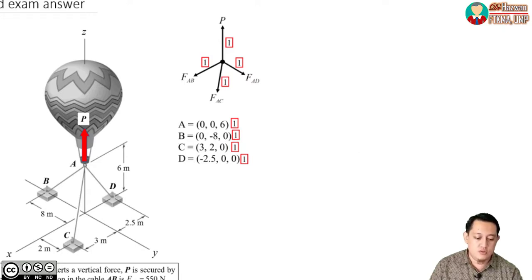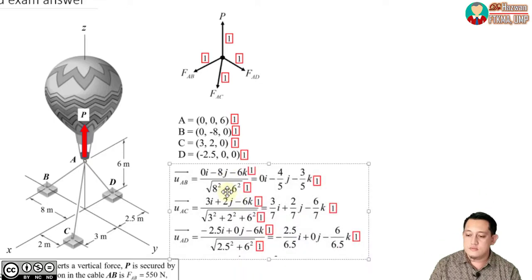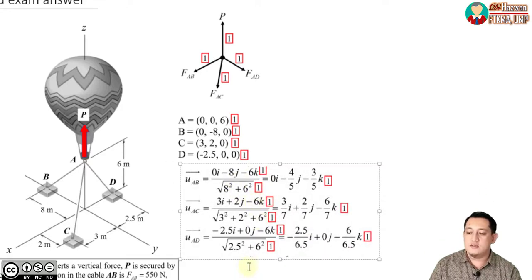Next, you need to calculate the unit vector before you can change it to a force. Look at this unit vector. To calculate the unit vector, first you must have the direction, then the direction over the magnitude of the direction. So for the unit vector A to B here, you must have the direction, which is R_AB. To calculate R_AB, you need to do B minus A.